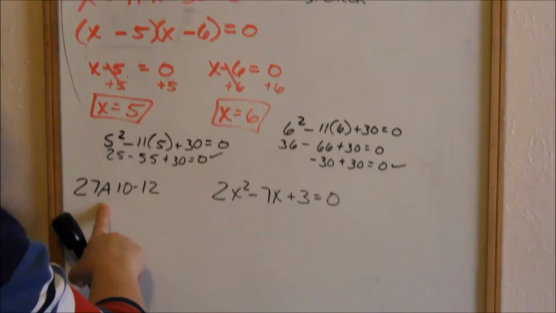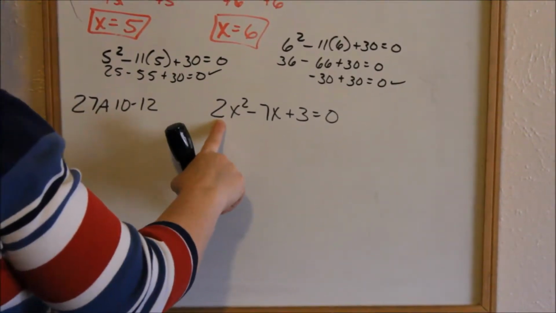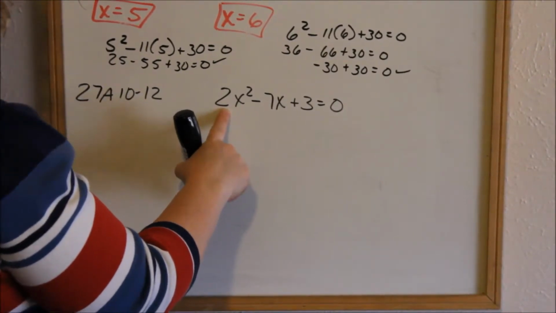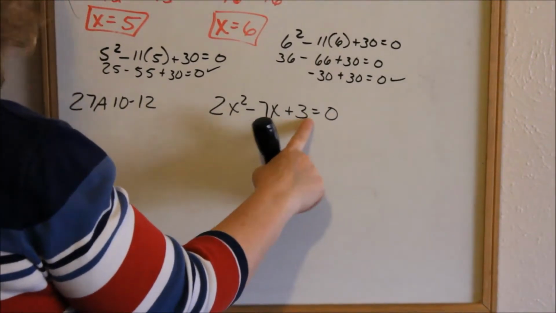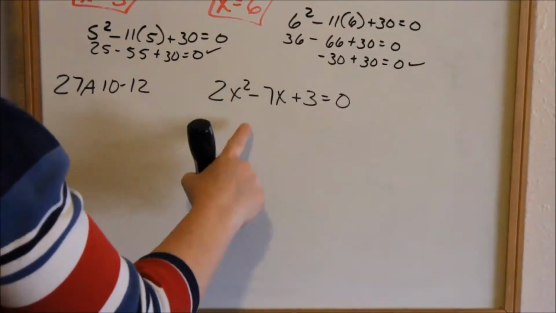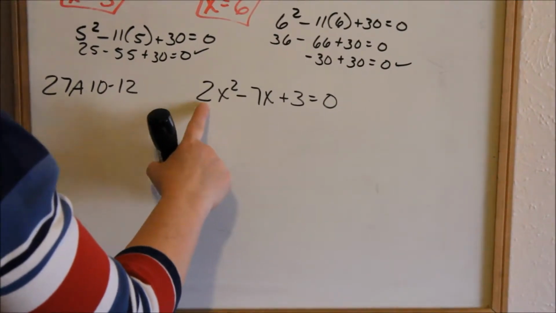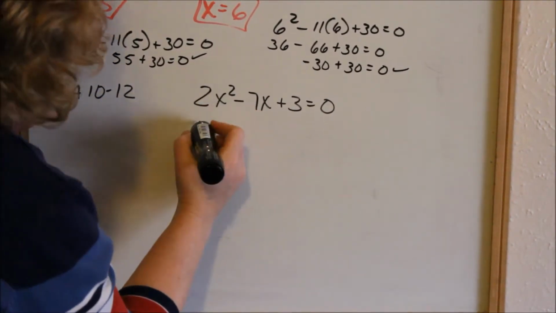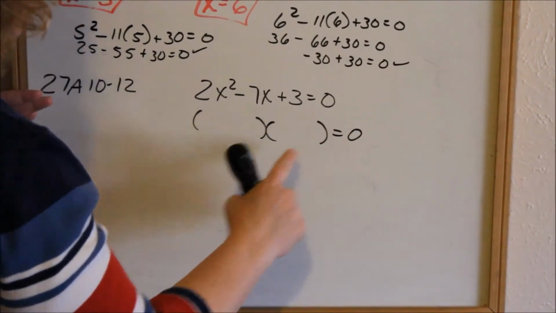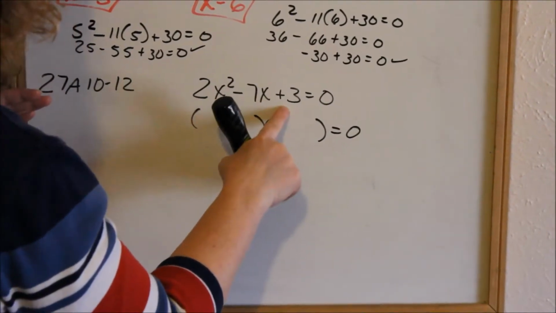Okay, let's go down to 27a, 10 through 12. Our first step is always, when we're solving, the instructions are to solve. The first step is always set it equal to 0. It's already set equal to 0. My second step is to factor. The first thing you always look for is, can I factor anything out? I cannot factor anything out, so I'm ready to go to 2 parentheses, and I'm still going to set it equal to 0.